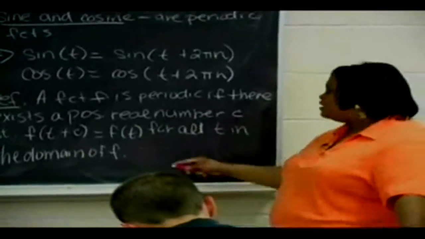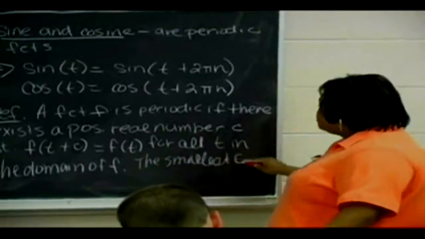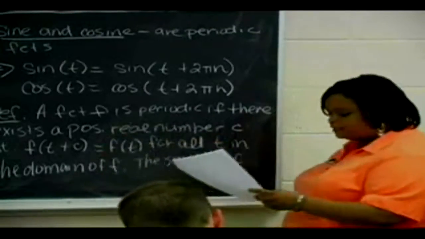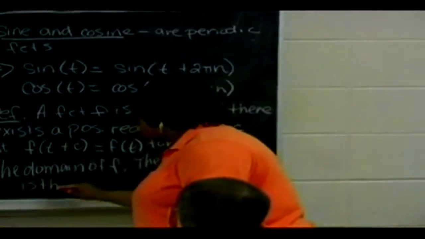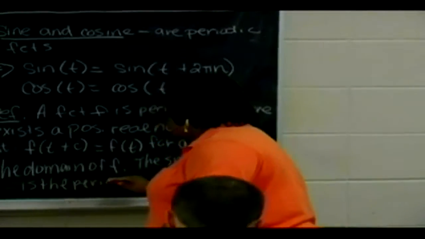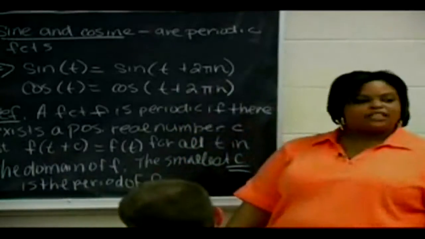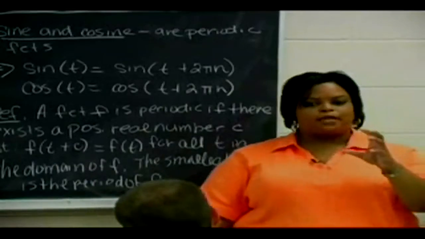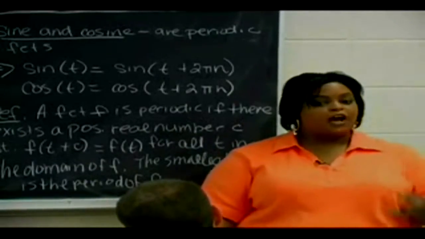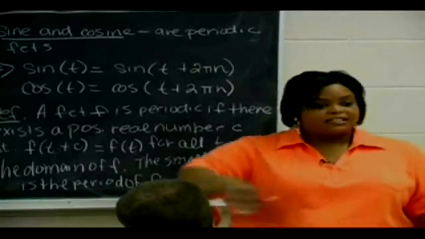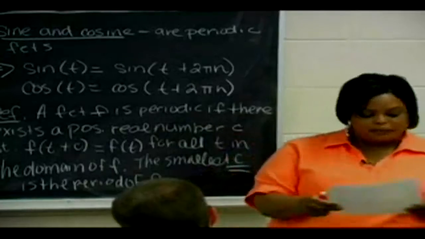And then the smallest number c for which all this stuff happens is called the period of f. So the smallest number c that I can find that will produce for me an equivalent answer to that f of t is called the period of that function. Because it's going to go on and on, but the smallest one gives me the period.